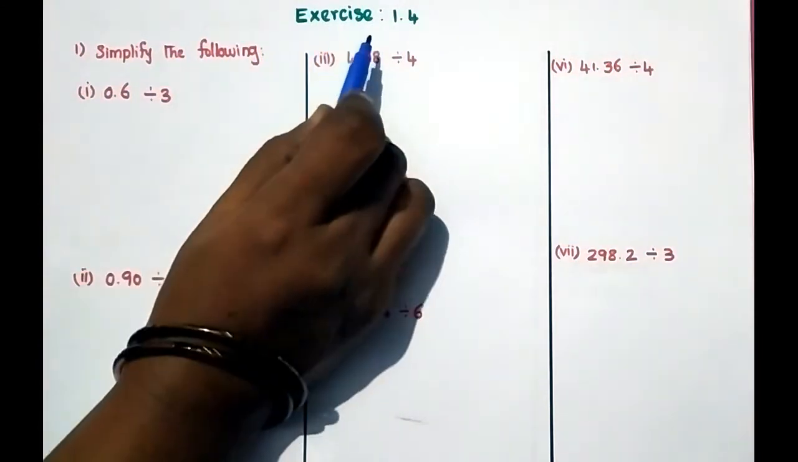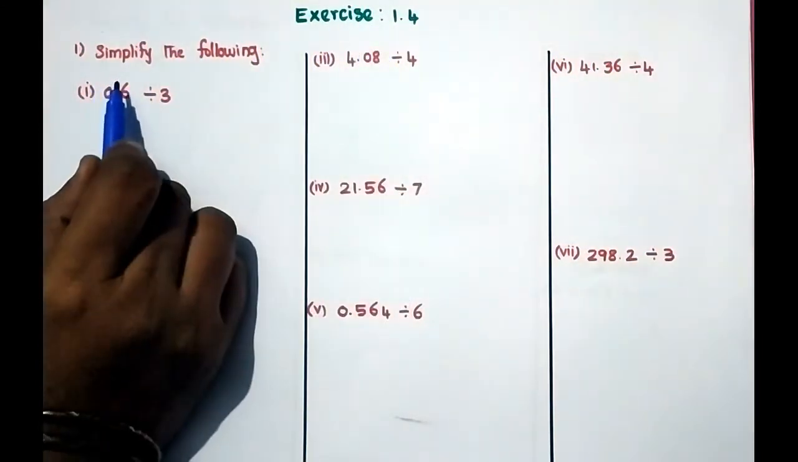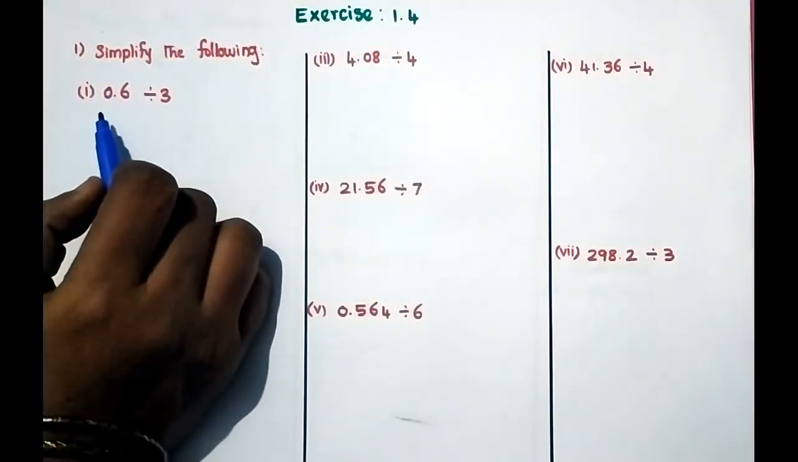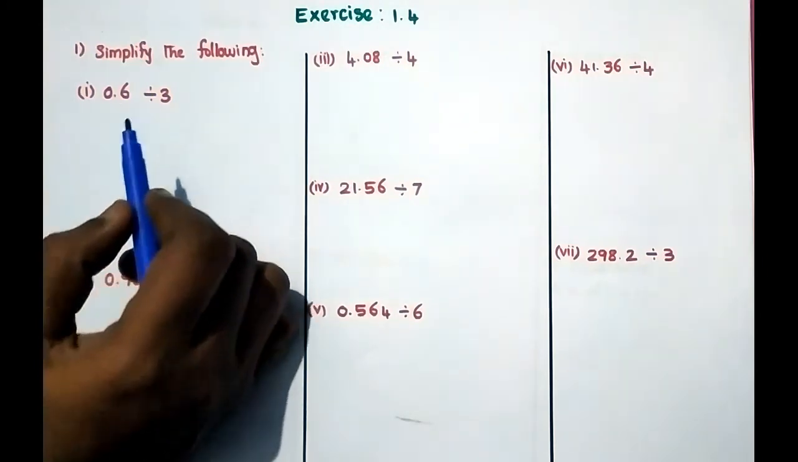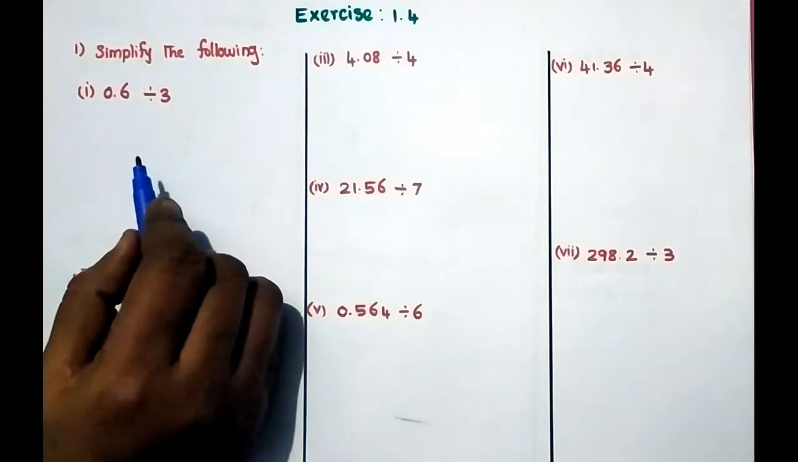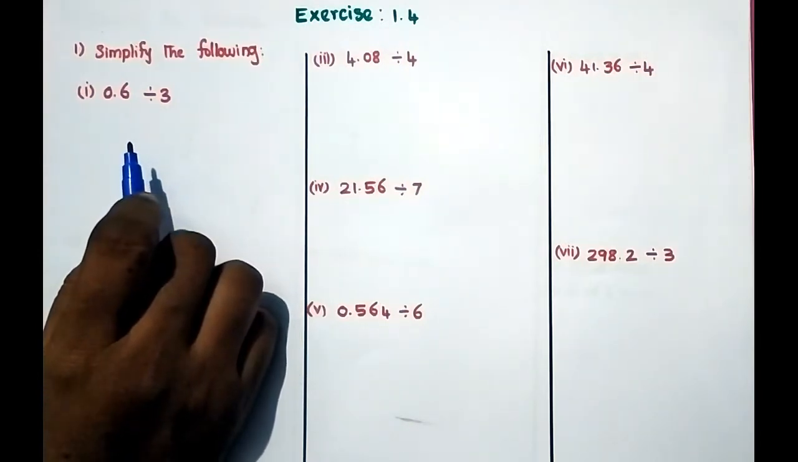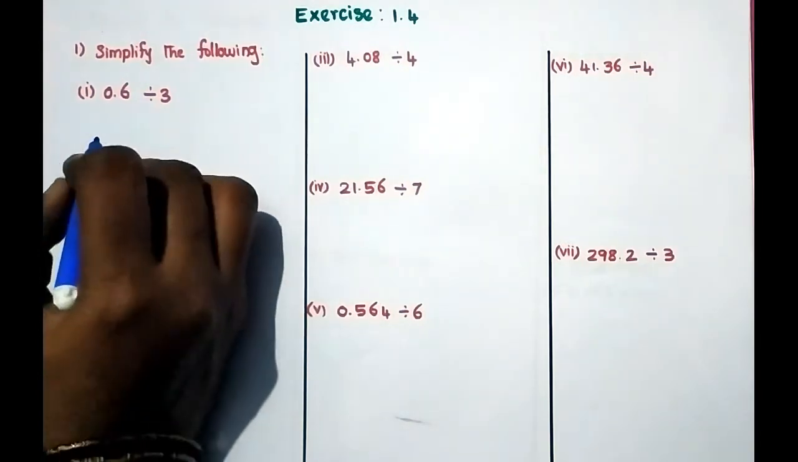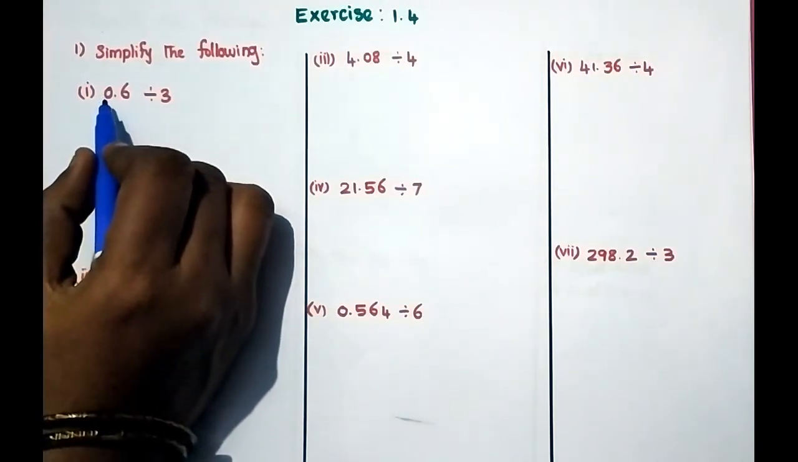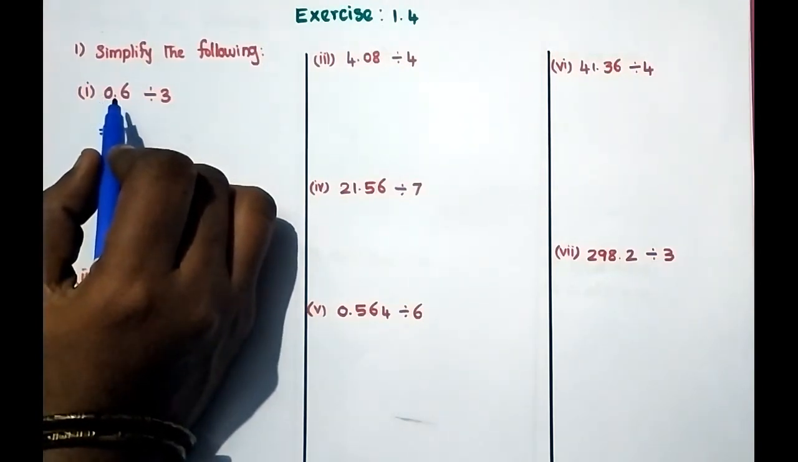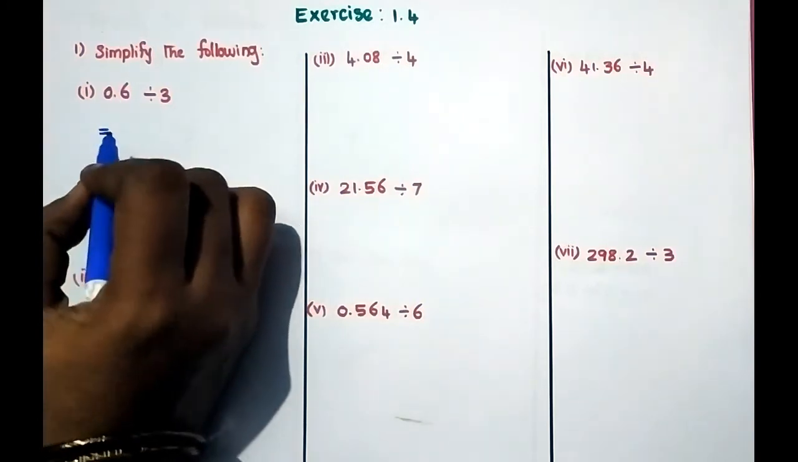Look at this exercise 1.4. First question, simplify the following. First subdivision, 0.6 divided by 3. Same procedure, one more step is there. Listen. First, write down the decimal number as a fraction.